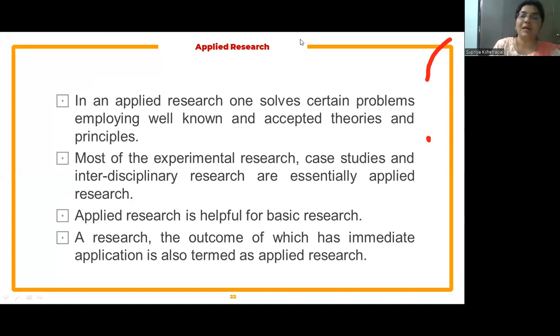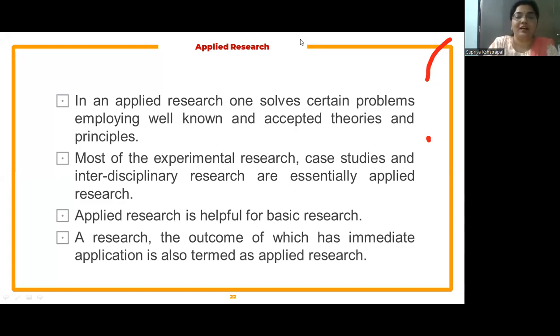ठीक है? तो अब जैसे अभी हमने क्या बताया कि फर्स्ट कौन आएगा, बेसिक रिसर्च या फिर फंडामेंटल रिसर्च जो ऑलरेडी स्टेटेड है, ठीक है। अब उसके बाद कौन आ रहा है यहाँ पर, अप्लाइड रिसर्च। नाउ अप्लाइड रिसर्च इज द आउटकम ऑफ द फंडामेंटल रिसर्च, राइट। So here one solves the certain problems by employing well-known and accepted theorems and principles. तो जो भी well-known theorems हैं, जो भी accepted theories हैं, उनको हमको आगे लेकर जाना है, दैट इज नोन एज अप्लाइड रिसर्च.